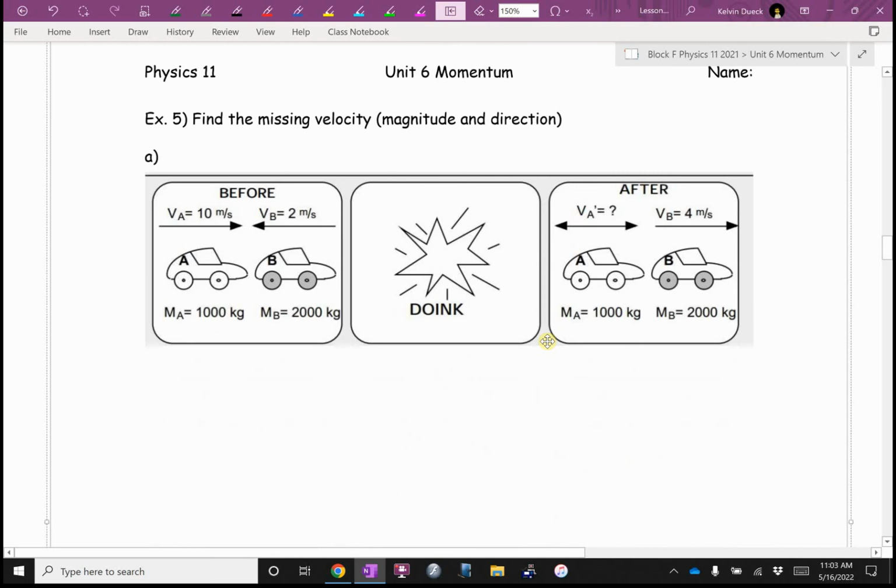Let's start. It says, Fahim, what does example 5 want me to find? Missing velocity.